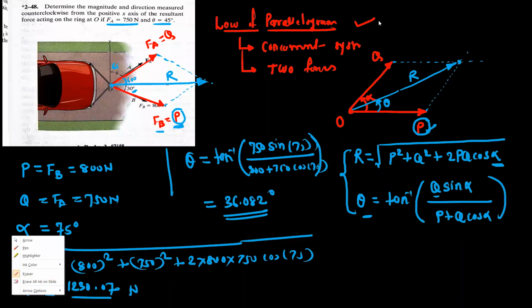Now the same problem, try to solve this by summation Fx and summation Fy. Check the answer for the resultant, whether you get the same answer. You must get the answer as 1230.07. Okay, so rejoin the link.